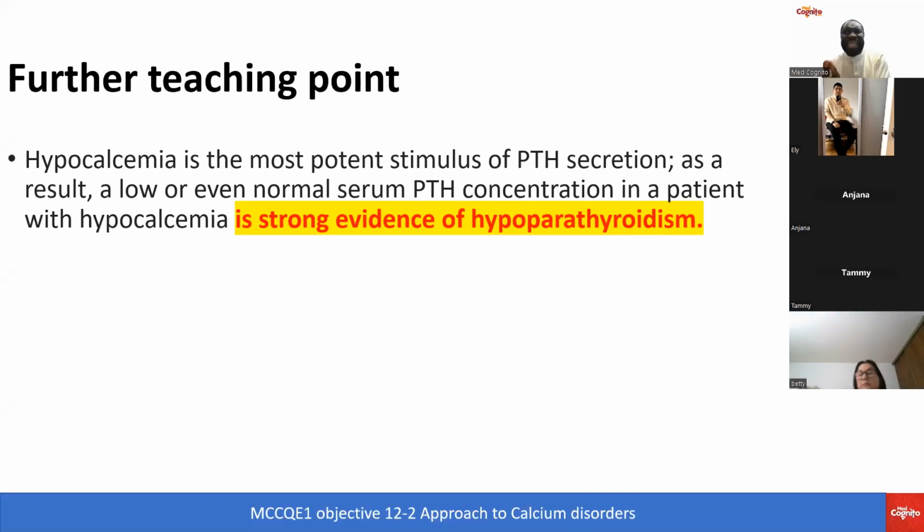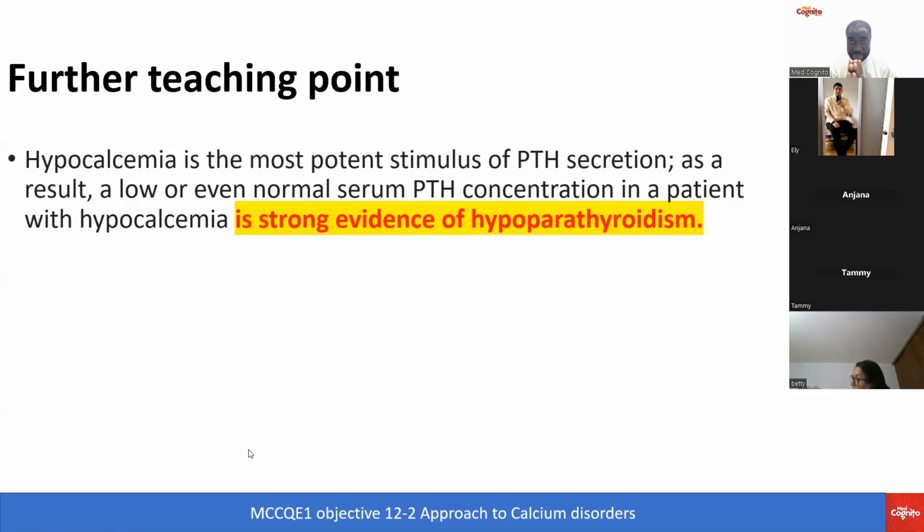Now, if I am presented with a patient who has low calcium level, and instead of parathyroid hormone level being up, it is also down, that means that there's a problem with the parathyroid gland. Why? Because calcium levels are low, and I was expecting the gland to respond, but the gland is not responding. So another equation I want you to write in your book is hypocalcemia plus low parathyroid hormone level. The topmost diagnosis should be hypoparathyroidism. Doctors, am I clear?